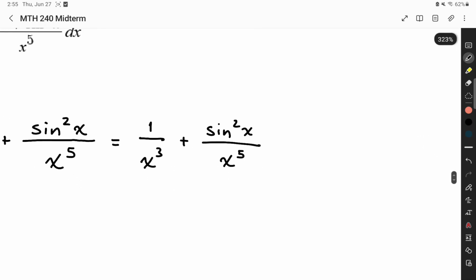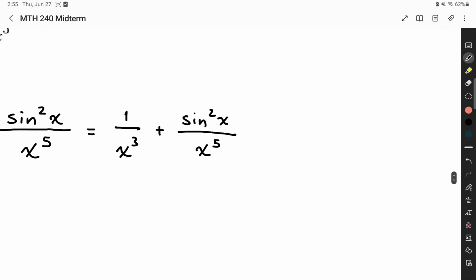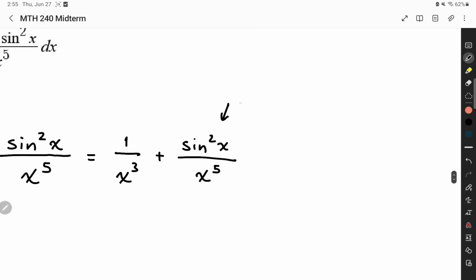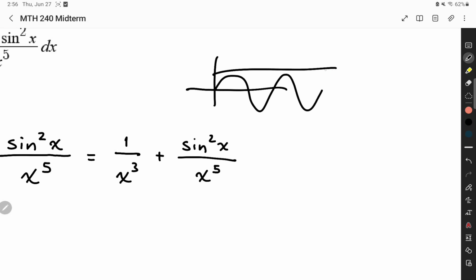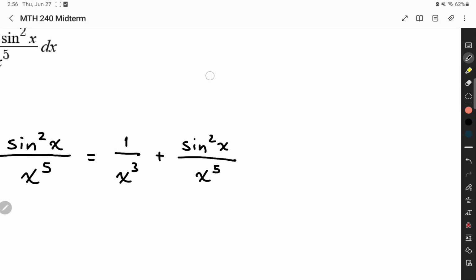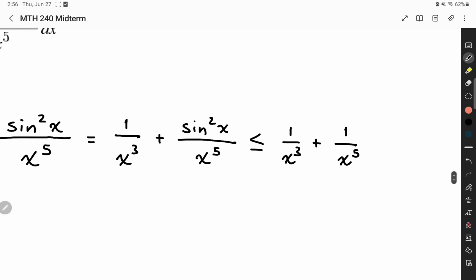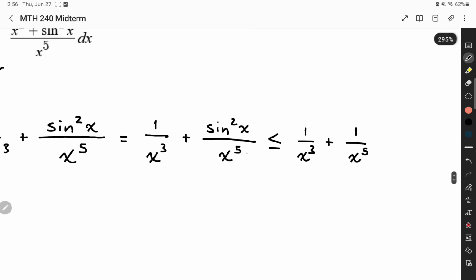So we know that sine squared x is bounded by 1, because as we know, for a sine curve the max value is 1 and the min value is negative 1. So it's bounded by 1. So we can then rewrite this as 1 over x cubed plus 1 over x to the power of 5. And so this function is greater than or equal to the function that we have originally.